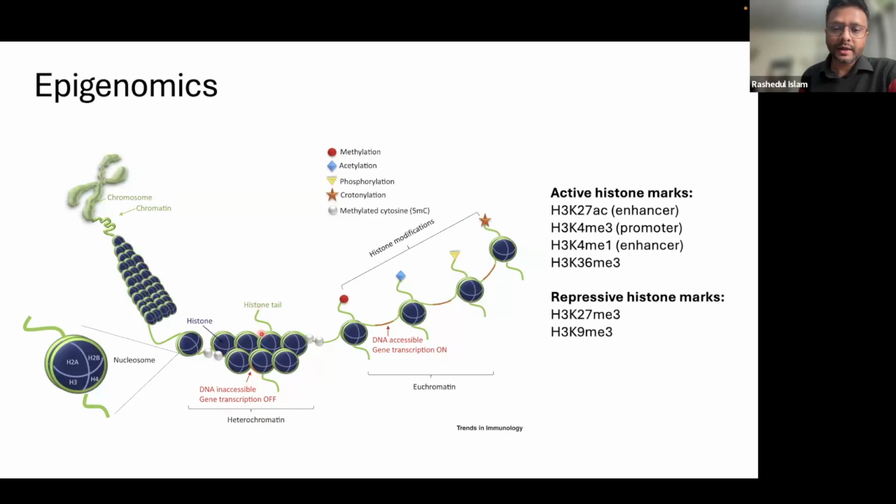Heterochromatic histones also have certain marks, for example, trimethylation at lysine 27, or H3K27me3. If those modifications are present, we call them heterochromatic regions, where there is no transcription.